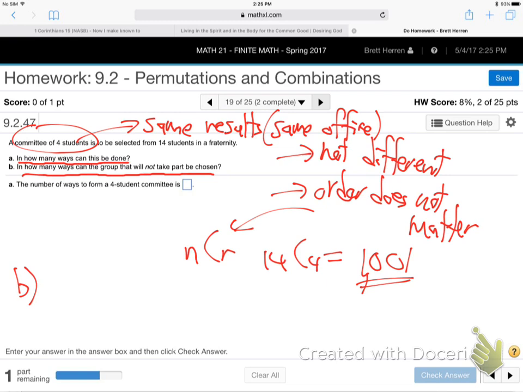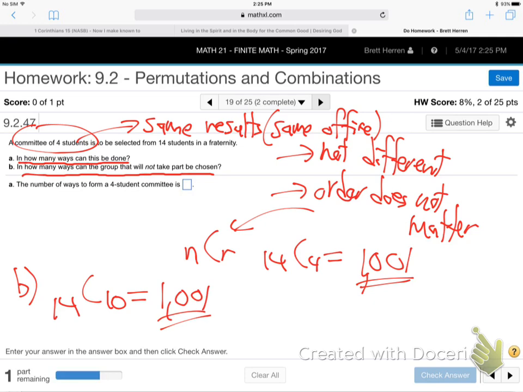Right? You're picking, you say, okay, and you 10 are not on the committee. Right? You're not on the committee. How many ways are there to do that? So what do you think? 14, out of the 14 in the room, choose 10 to not be on the committee. Beautiful. Excellent. Perfect. What do you think the answer is going to be? 1001. Yeah, it's the same answer.